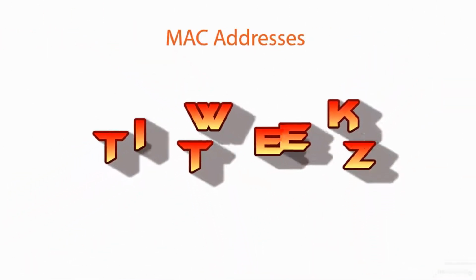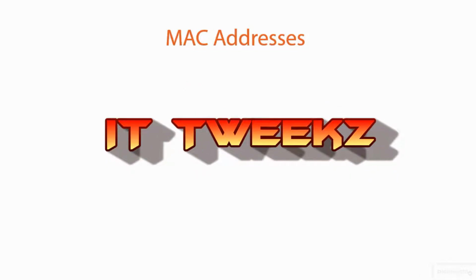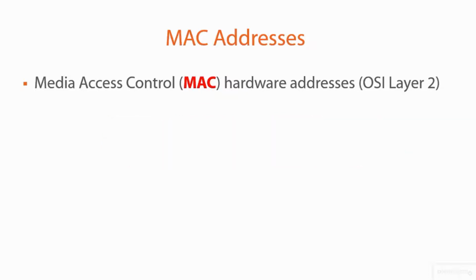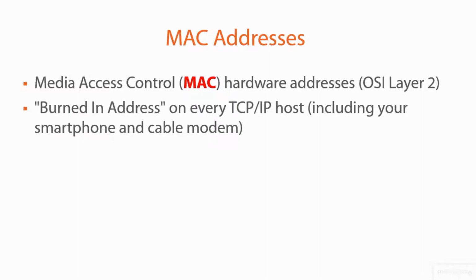Now, I mentioned that MAC addresses, or Media Access Control addresses, operate at OSI Layer 2. What is a MAC address? I'm not talking about the McDonald's Big Mac for sure. What I'm talking about is a hardware address, or a burned-in address that is encoded permanently in the firmware on every network interface card. And remember that a TCP/IP host isn't necessarily just a full-size computer or a laptop. It can be your smartphone, your cable modem at home. Any device that's network capable and has a network interface card is going to have a MAC address associated with that card. It's a globally unique identifier, and it's meant to be a permanent address that doesn't change.